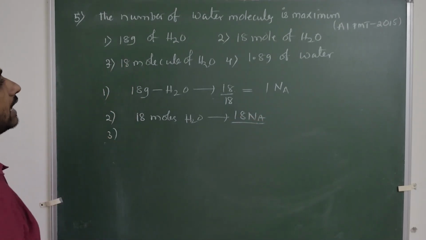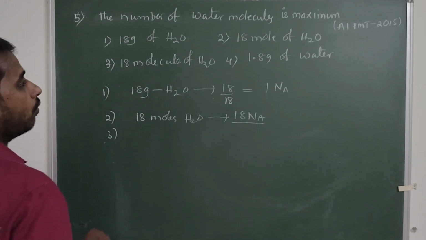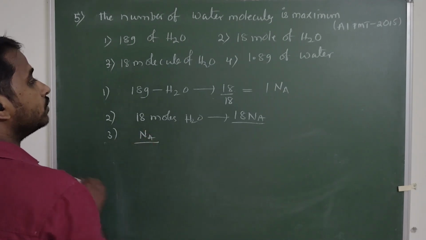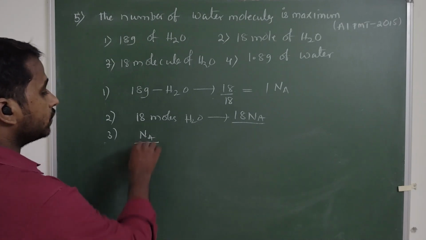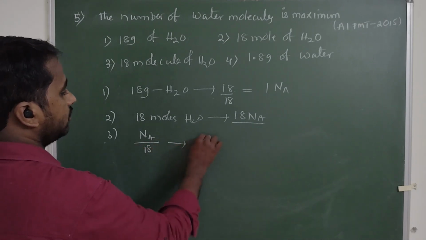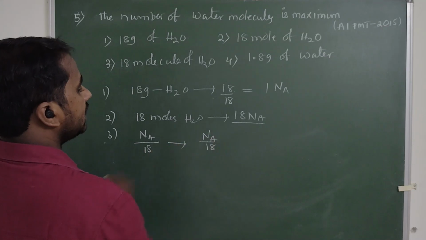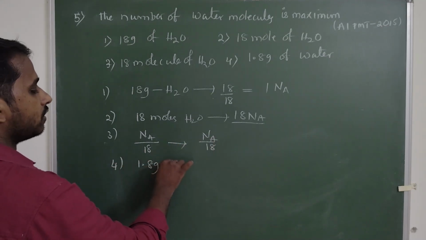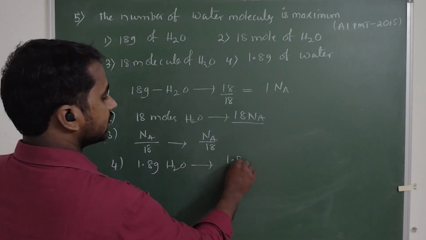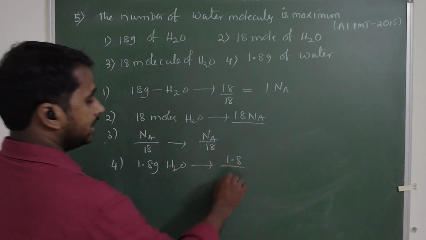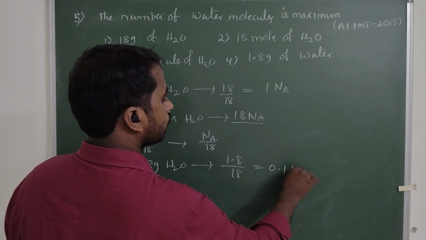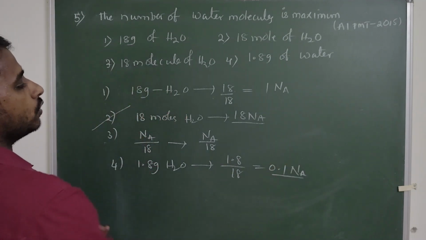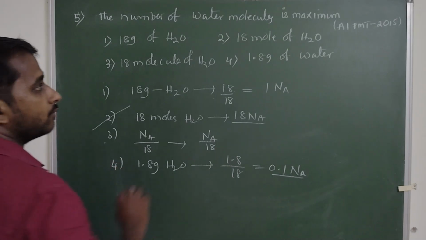Coming to the third one, 18 molecules of water means how many moles of water molecules? Na by 18. So this is Na by 18 moles. Coming to the fourth one, 1.8 grams of water. It is nothing but 1.8 by 18. This is 0.1 Na particles. So which is the highest one? 18 moles of water is the highest number of molecules.